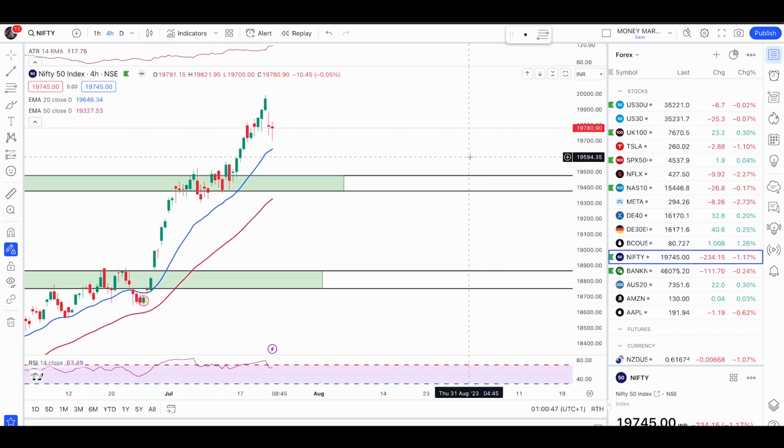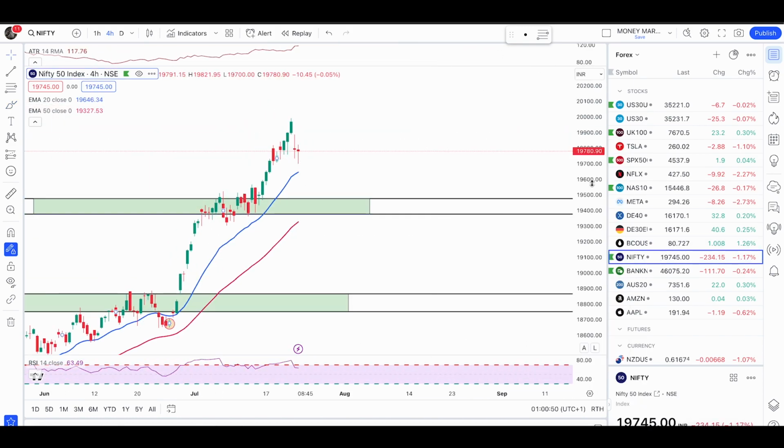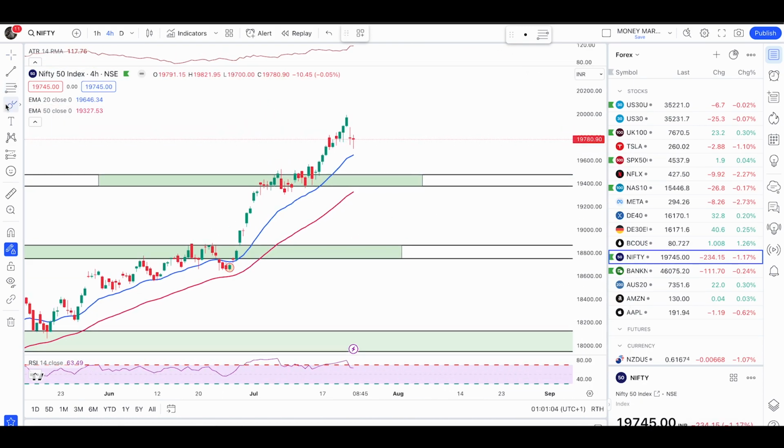So let's start with the Indian market, which is Nifty 50. Right here, price is pushing up nicely. I've mentioned in my last week's video that I'm expecting a good push up and price is pushing up nicely. And now we can see a good 2 candles pullback. For now, I'm expecting another push up, breaks above this previous high, and it can possibly hit 20 EMA and then push back up.